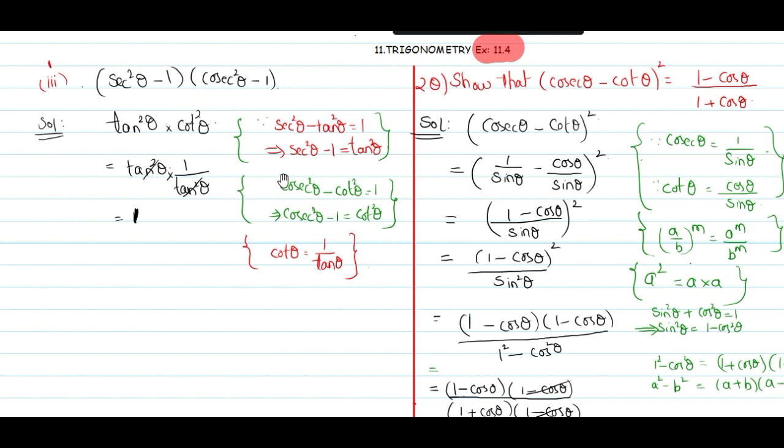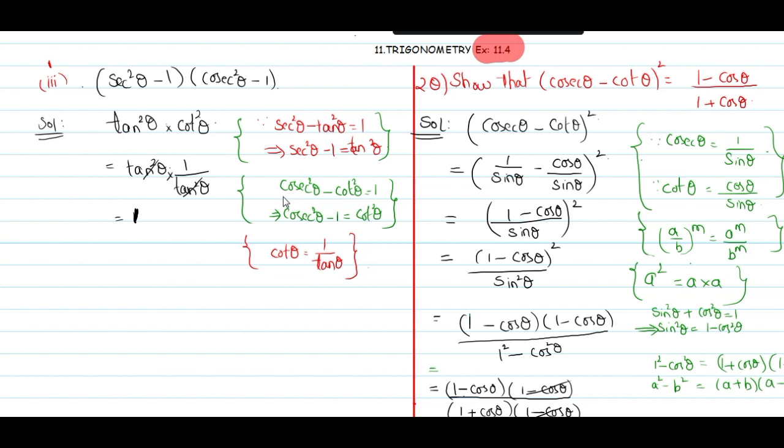But we know the identity that secant square theta minus tan square theta value is 1. So, from this we can derive the value of tan square theta. What did we do here? We transposed minus tan square theta, so it becomes plus tan square theta, and we transposed this 1 to the LHS, so plus 1 became minus 1. So, secant square theta minus 1 is equal to tan square theta.